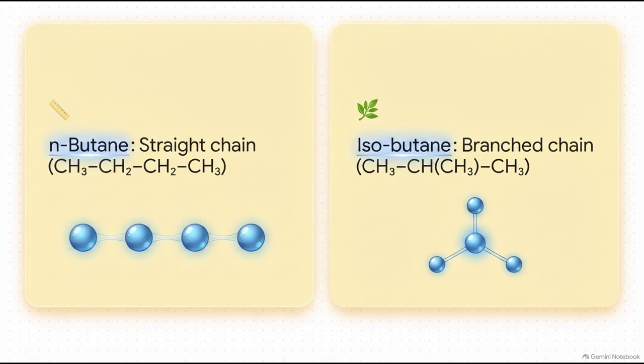And why does this matter in the real world? Well, a straight chain like n-butane has a larger surface area, meaning the molecules pack together tightly, which actually gives it a higher boiling point. Isobutane, being branched and compact almost like a sphere, has less surface area, less attraction to its neighbors, and a lower boiling point. The skeleton literally dictates the physical reality.